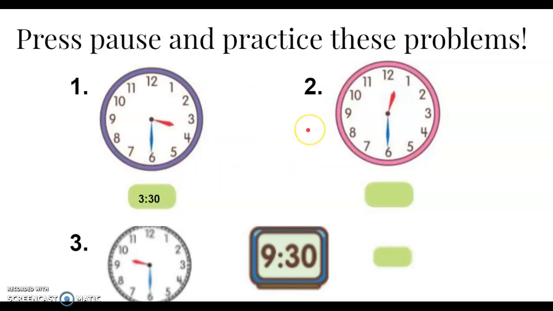Number 2, hopefully you got 12:30 because the hour hand is in between the 12 and the 1, so we know it is not 1 o'clock yet. And the minute hand is on the 6, which shows us 30 minutes.